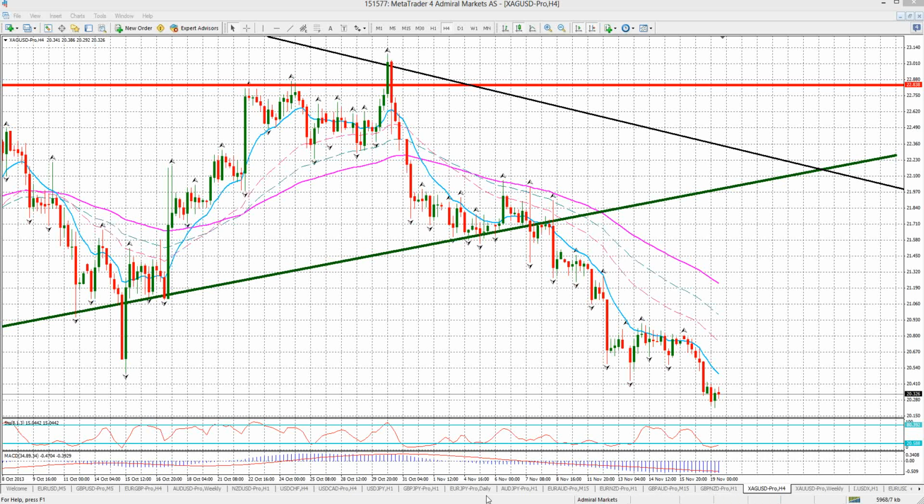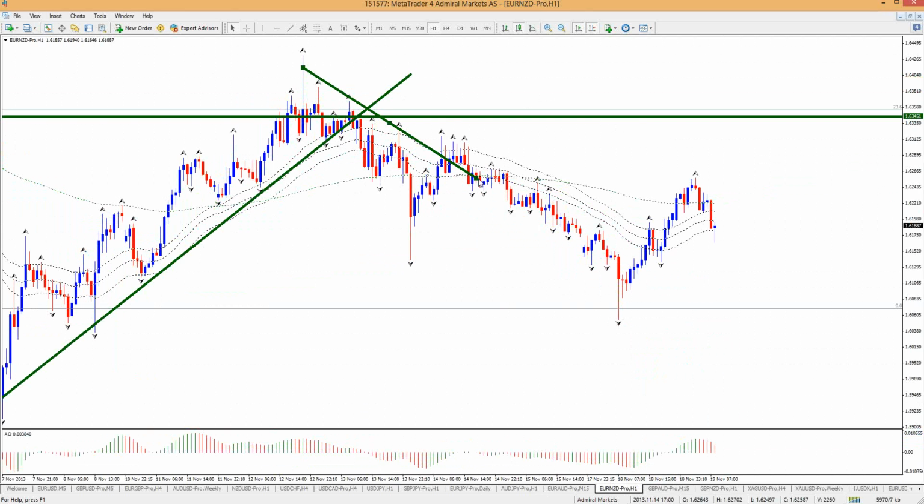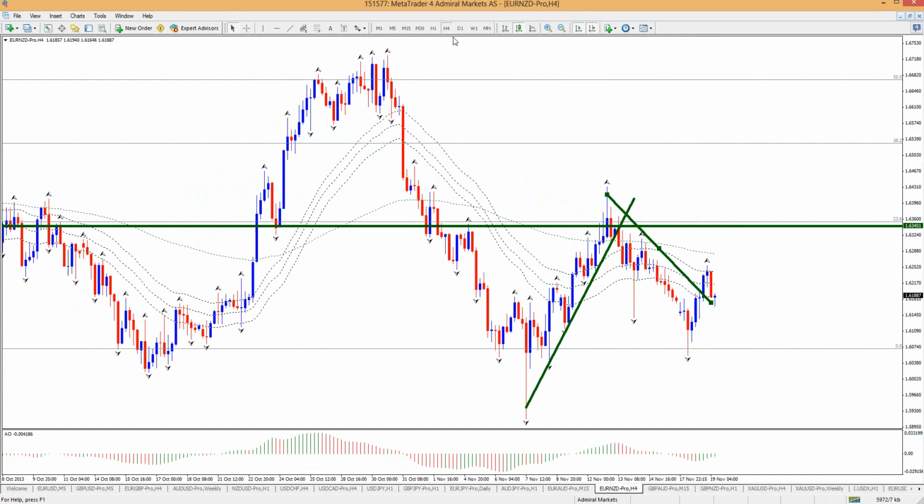Alrighty. So I've shown basically my favorite currency pairs that I normally look at. Does anyone else have something they want to look at by any chance?